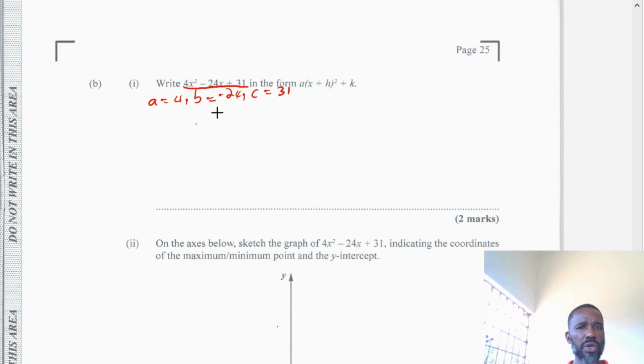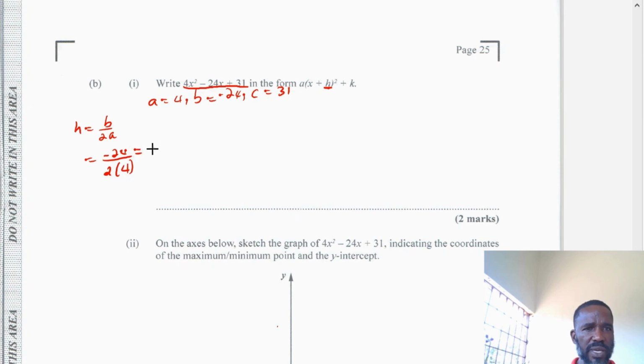So in order to complete the square, we are going to use a formula method. One of the first things we want to find is the h value, which is always equal to b over 2a. So we are going to just substitute the values for b and a. We have negative 24 over 2 times whatever a is, and a is equal to 4. So we end up with negative 24 divided by 8, and that is equal to negative 3. So our h value here is equal to negative 3.